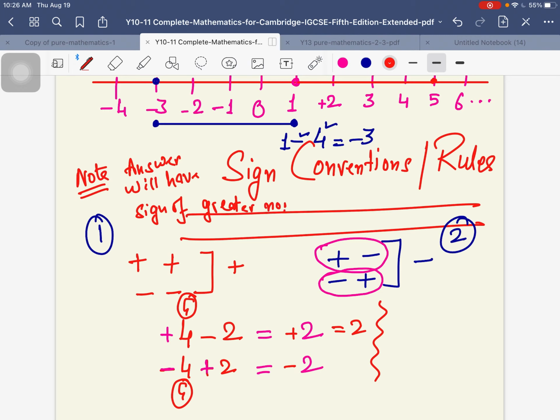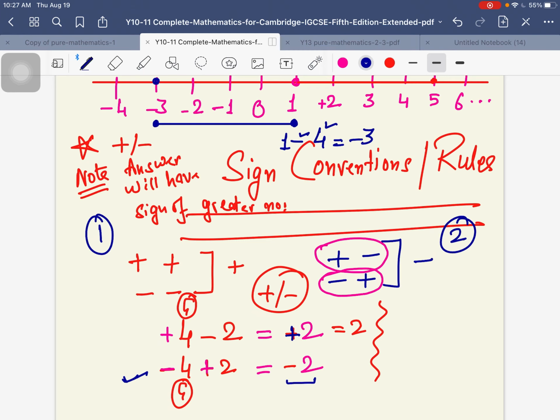Sign of greater number. This applies only in addition or in subtraction. It's quite an important note. Now I again repeat: +4 minus 2 is 2, and -4 plus 2 is 2. But here it is +2 because 4 is positive, being the greater number, so the answer will have a plus sign. Here in the second question, 4 is negative and the greater number, so the answer will have a negative sign, -2.